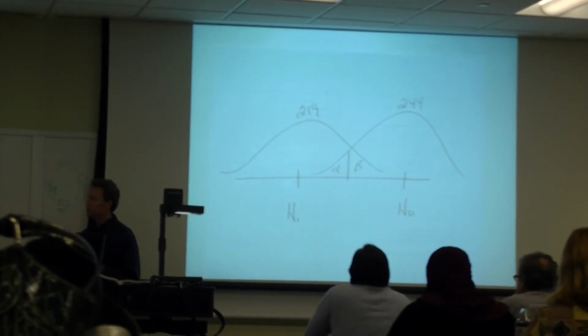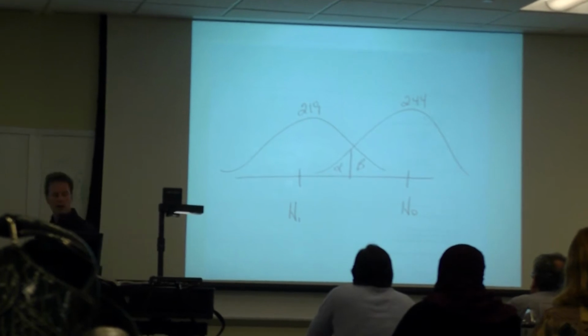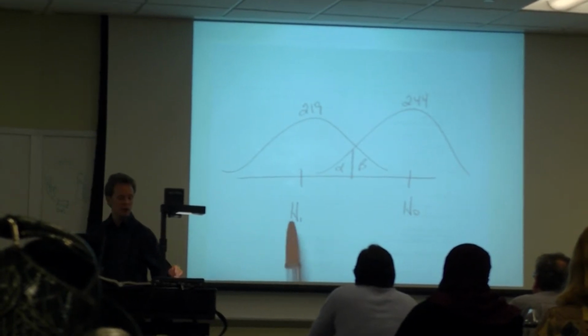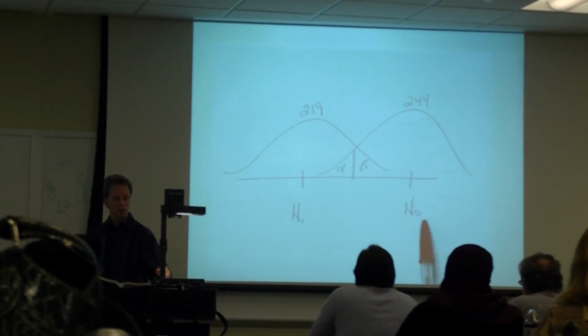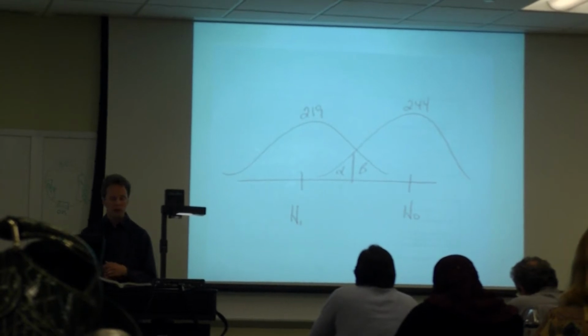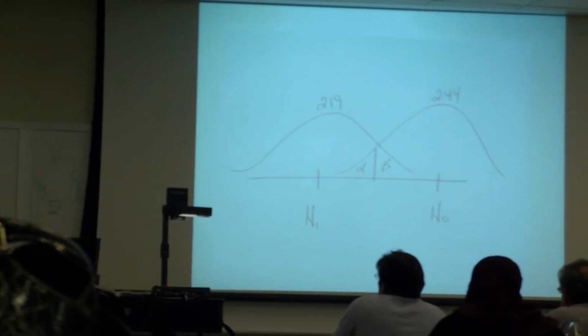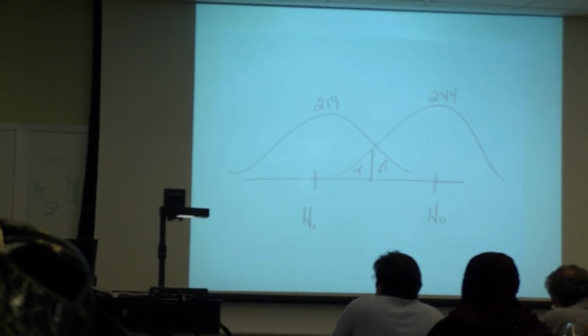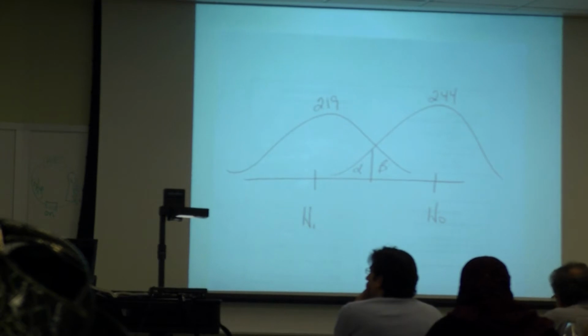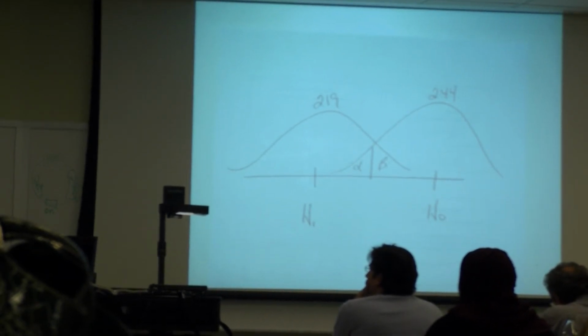Two distributions. We have our alternative distribution here, 219, and our null distribution, which is 244. Now you actually have to go back and take that 219 value because that's what your alternative is going to be. You can only figure out power and beta and all those if you specify what the alternative is, because unless you do that, you don't know where this alternative distribution has to be. You have to specify it somewhere.